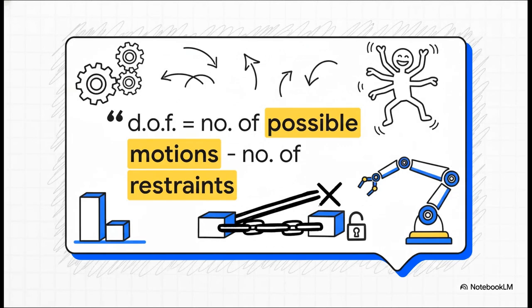And all of this leads to a super simple but incredibly powerful formula. The degrees of freedom, your DOF, is just the total number of ways something could move minus the number of constraints that are holding it back. It's that simple, potential motion minus restrictions.